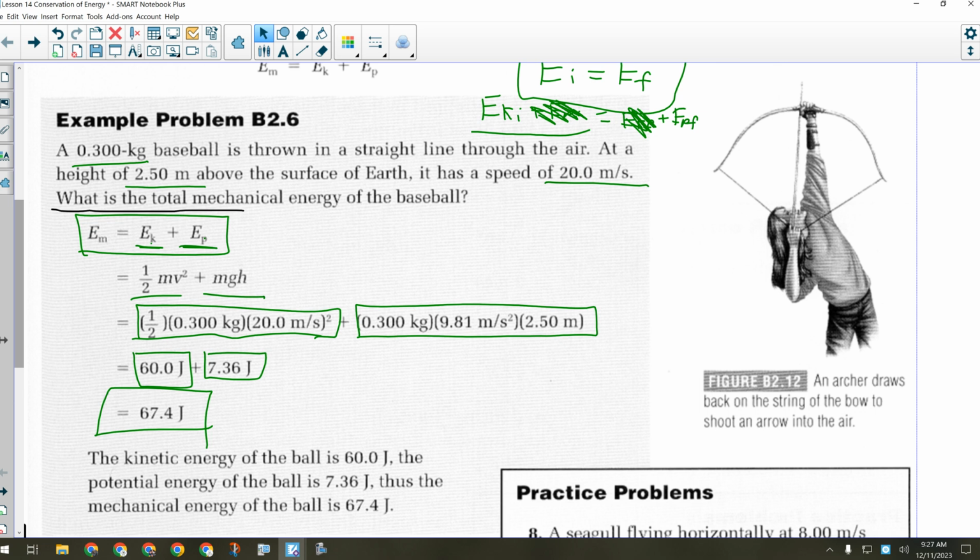Now, that ball is not going to travel in a straight line, is it? What's going to happen to it? It's going to drop. It's going to arc down to the ground like that. How much energy will it have right here the instant it hits the ground?